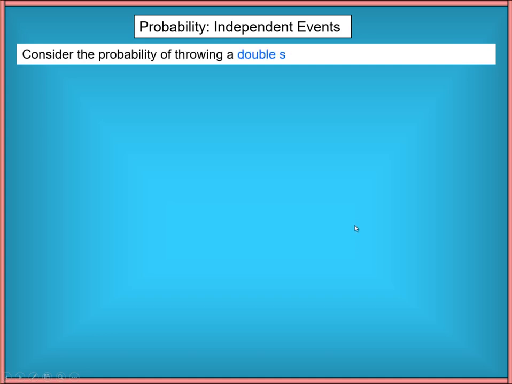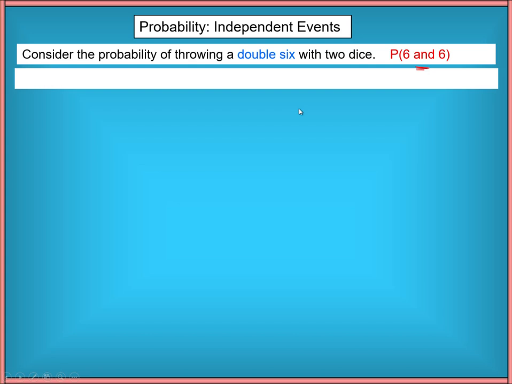Question. So this time I'm going to look at the chance of throwing a double 6 with 2 dice. So probability of throwing a 6 and a 6. If you notice, now we're saying AND. So it's a change this time. Probability of throwing a 6 and a 6.